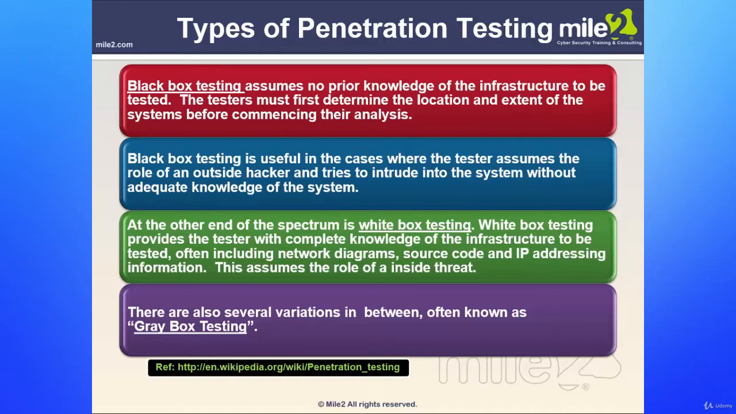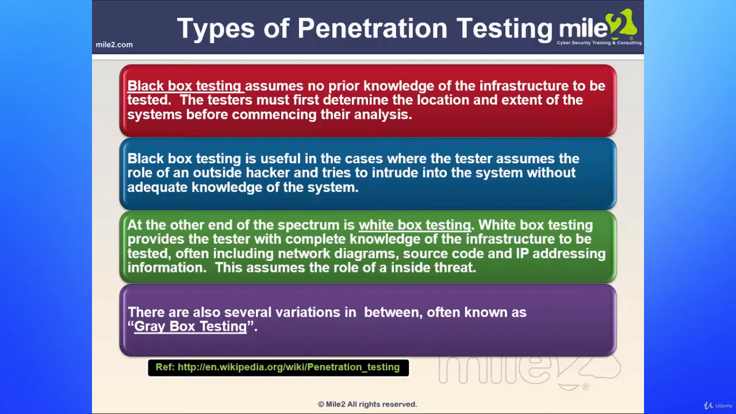At the other end of the spectrum here is white box testing. So white box testing provides the tester with complete knowledge of the infrastructure to be tested, often including network diagrams, source code, and IP addressing information. This also will assume the role of an inside threat, also known as the insider, also known as the disgruntled employee. Right? Very important. And there's also several variations between, which are often known as gray box testing.